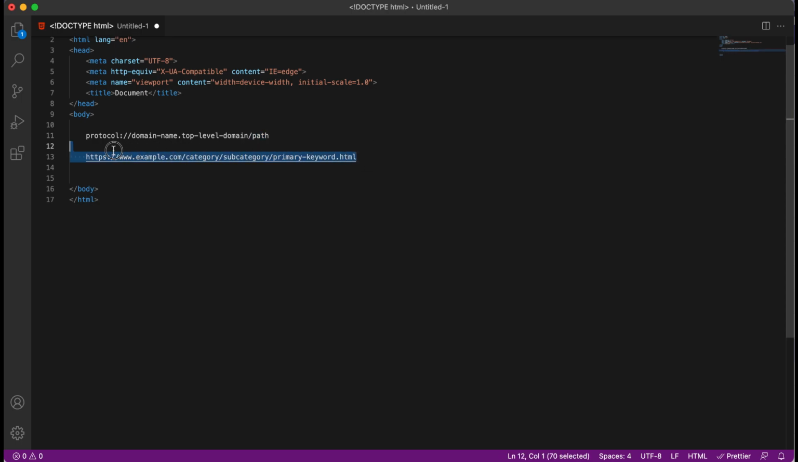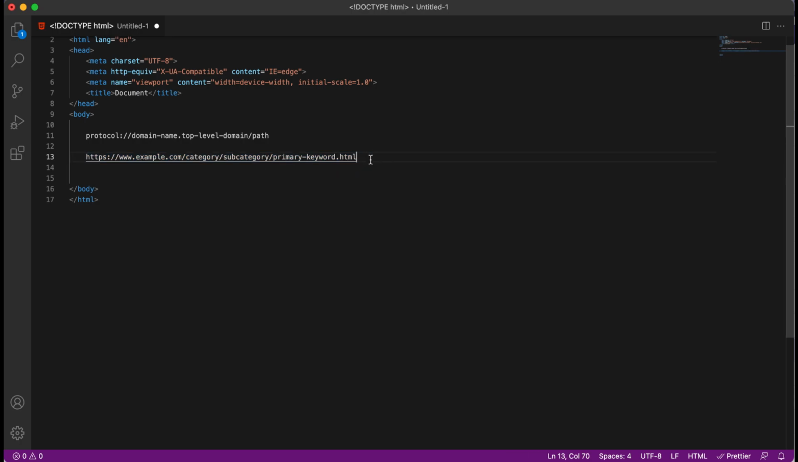So let's look at this URL. This is our example of a best practice SEO optimized URL. Notice that it's in lowercase because that's the best practice. You can have URLs in uppercase, which is not good practice. And also in different server systems, as I explained before, uppercase and lowercase can actually mean different pages. So the best practice is to use lowercase.